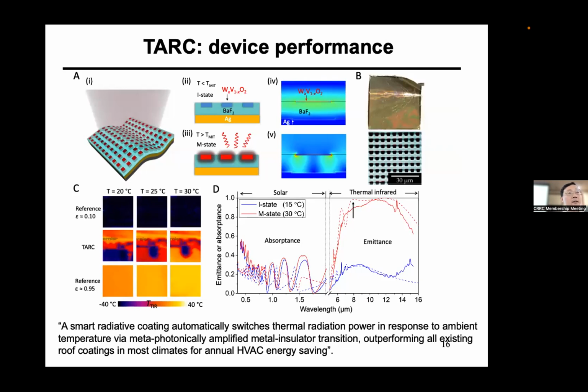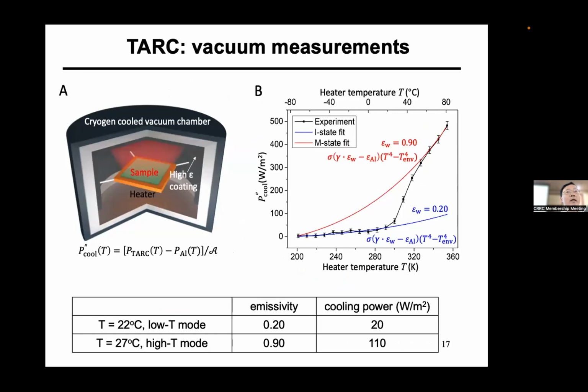A smart radiative coating automatically switches thermal radiation power in response to ambient temperature via a metaphotonically amplified metal insulator phase transition. And we have done simulation showing that it outperformed all existing roof coatings for most of the climates. I will show you the details. So first, let me show you that we have done a vacuum experiment to exactly measure the cooling power. And we found, look at this cooling power plot, it switches from a low cooling power, about 20 watts per meter square, to a high cooling power at a high temperature, about 110 watts per meter square.